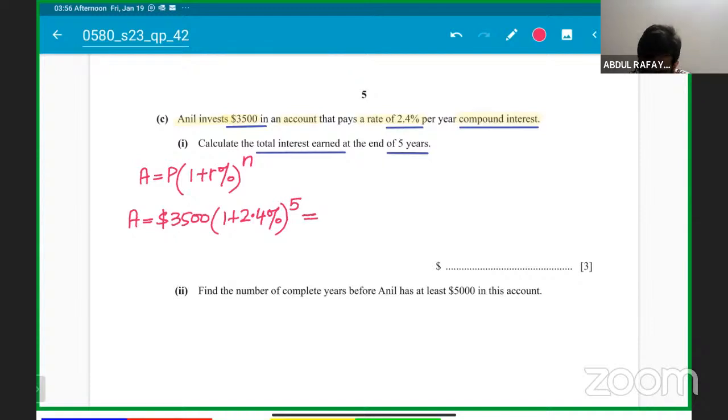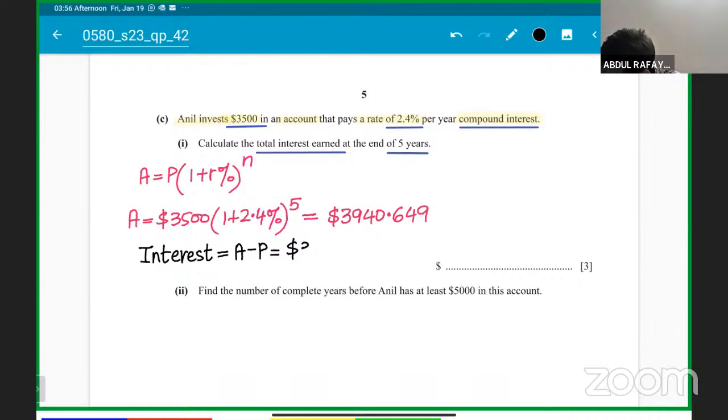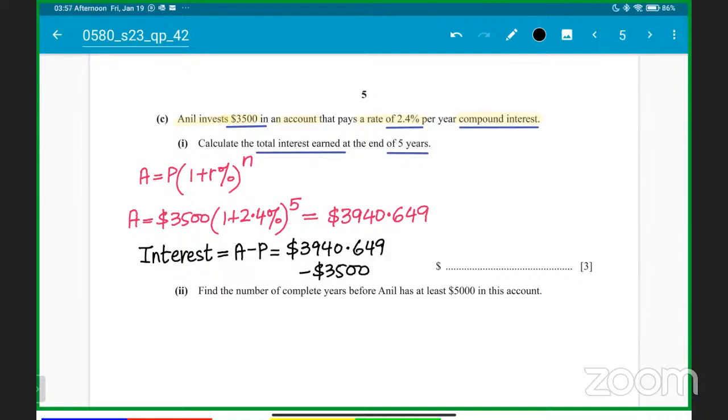Everyone following? So after 5 years, your account will have $3,940.649 something. This is the total amount that your account will have. If any student leaves it here, they will get only 2 marks because the last mark is for the interest that you have to find. Interest is basically the difference between the amount minus the principal. So the amount you have now in your bank account is 3,940.649 minus the 3,500, which is about 440.